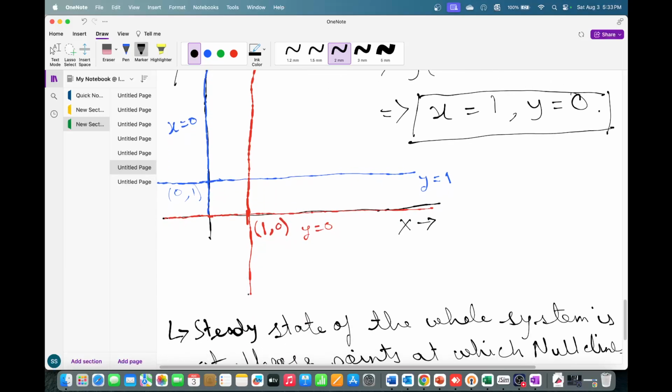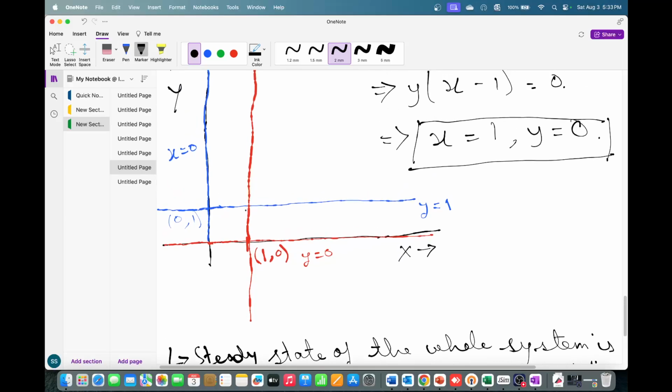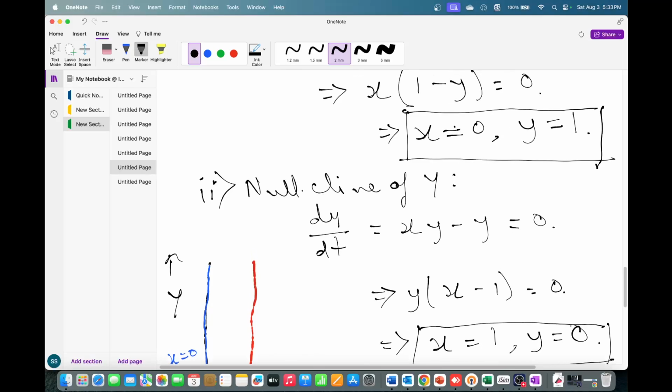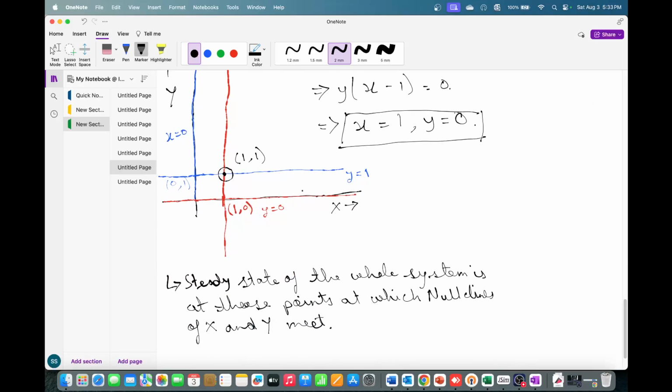So where is the stability, where is the steady state of your system? It is right here at the point where the null line of x and y meet, which is basically the point 1 comma 1. Okay, so just to recap.